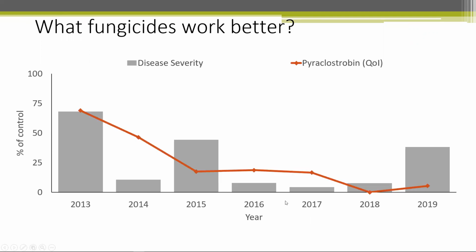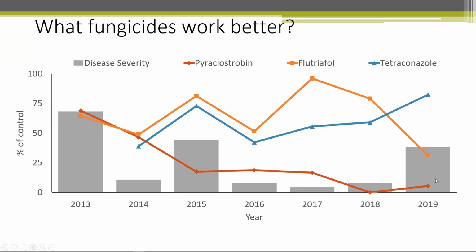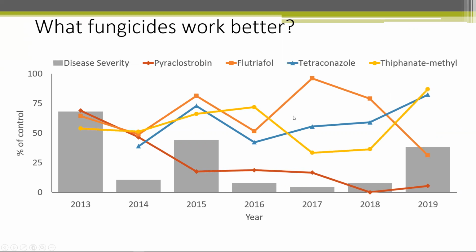Looking across those years and examining the percent control we got for frog eye leaf spot from pyraclostrobin, which is a solo QoI, this would be Headline, you can see the population of frog eye leaf spot had developed resistance to this group of fungicides, where we were then getting no control. Our DMIs, or triazoles, flutriafol, which is Topguard, and tetraconazole, which is Domark, were still showing good control over the years, as well as our thiophanate-methyl, which is our MBC or Topsin product.